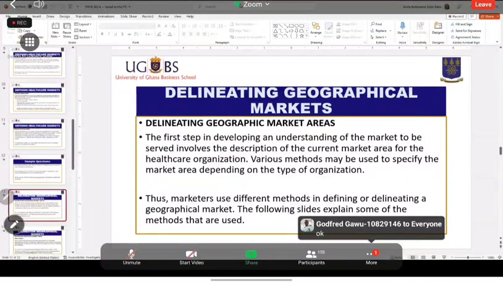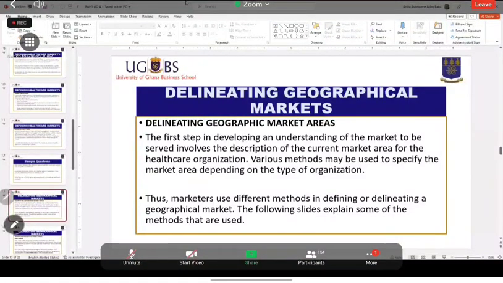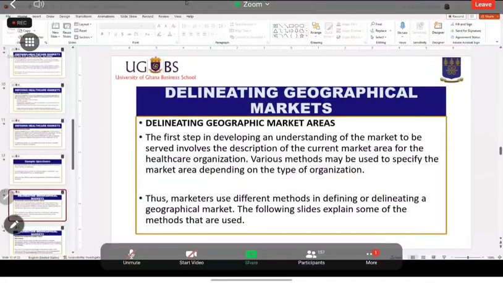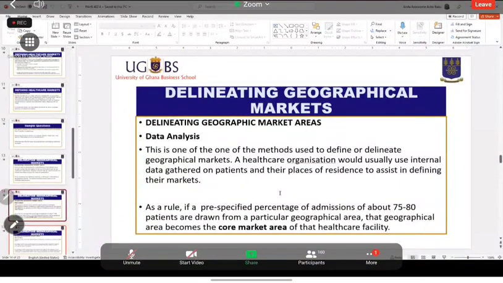So, delineating geographical market areas. When we talk about markets, you should be able to clearly define which area constitutes your geographical market, and you can do that by analyzing data that you collect on patients who visit your healthcare facility.